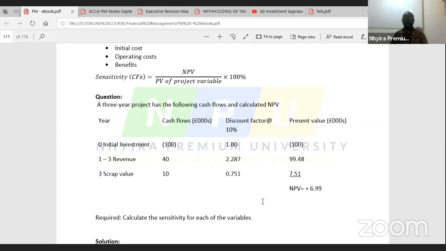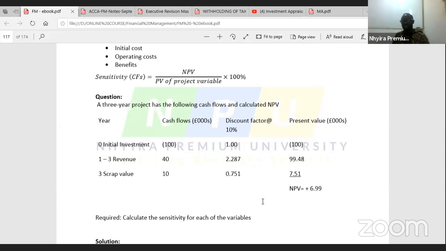So a three-year project has the following cash flows and calculated NPV. We see the initial investment, that is 100,000 pounds. The discount rate is at 10%. And we see this is an annuity, so from year one to year three, the sales revenue is 40,000 pounds, and the annuity factor at 10% is 2.487. So when you multiply, you get 99,480.